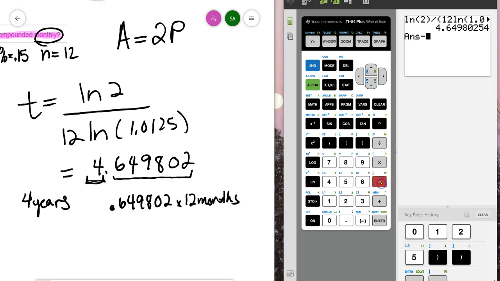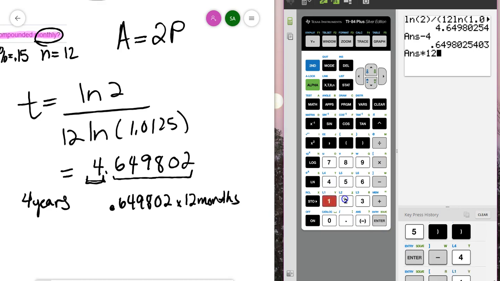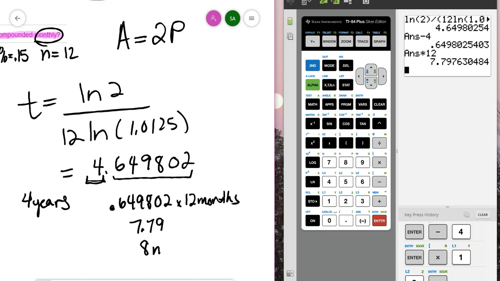So let's subtract the 4 out and multiply this by 12. And that gives me 7.79, and I need to round to the nearest month, so that's going to be 8 months. So it would take 4 years and 8 months to double if my interest rate is 15% compounded monthly.